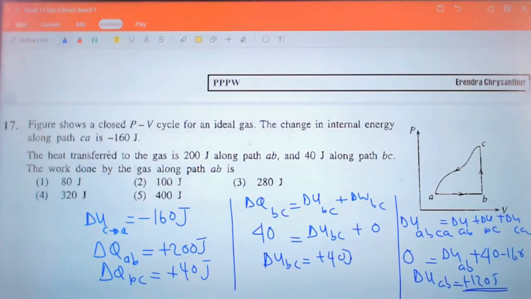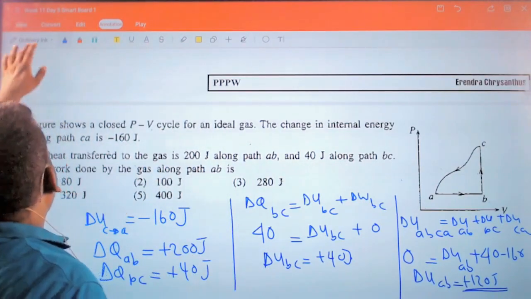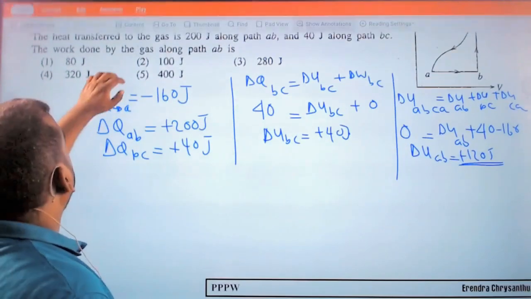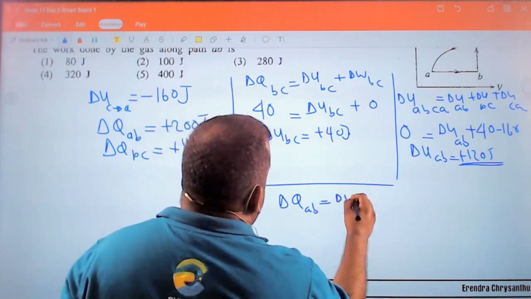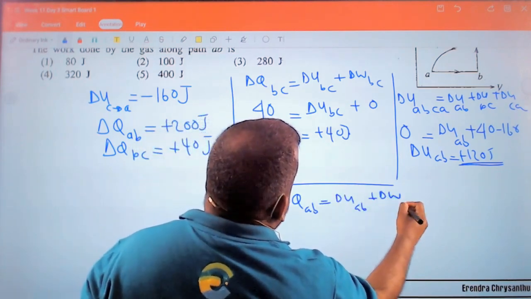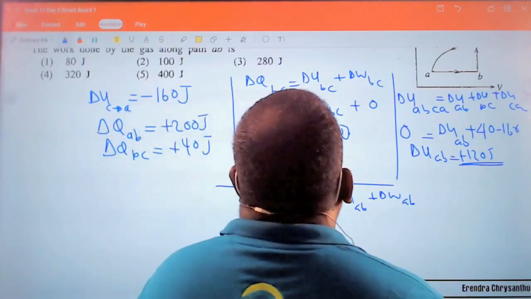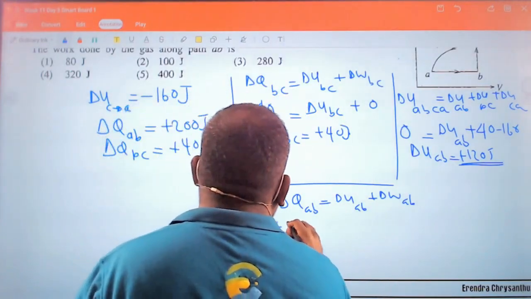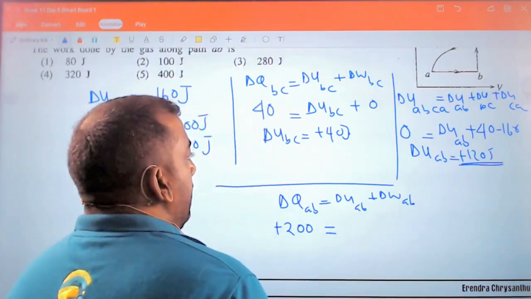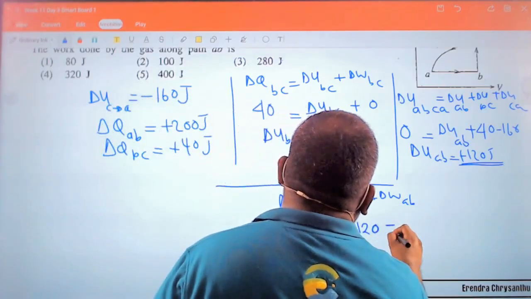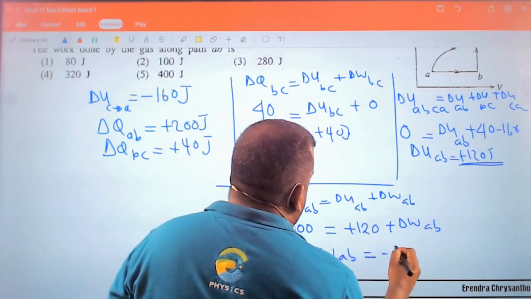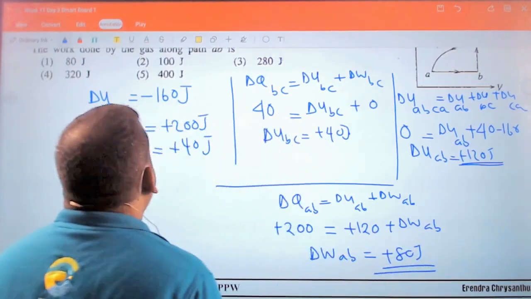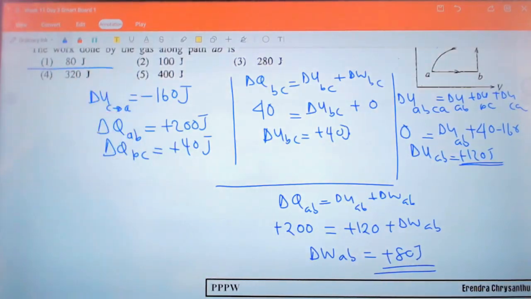Now if delta U AB is 120 joules, we can easily answer. Delta Q AB equals delta U AB plus delta W AB. Delta Q AB is plus 200, delta U AB is plus 120. Work done along AB is plus 80 joules. Answer number 1.